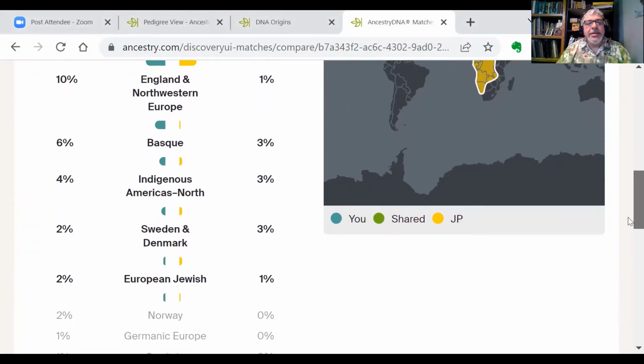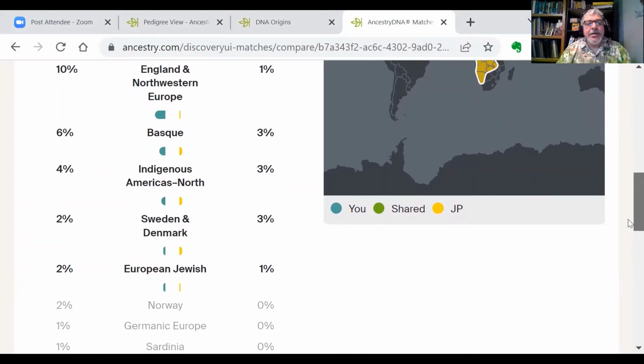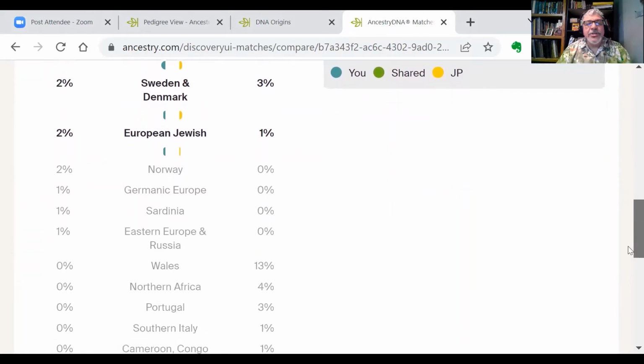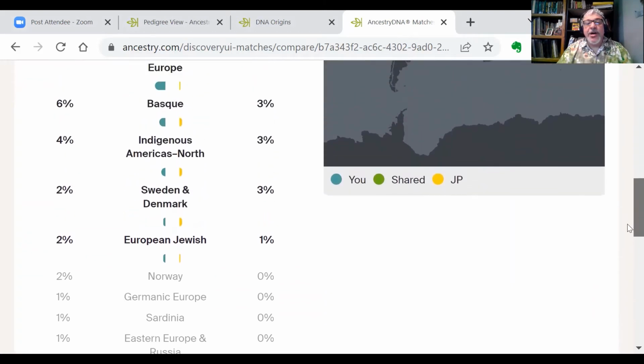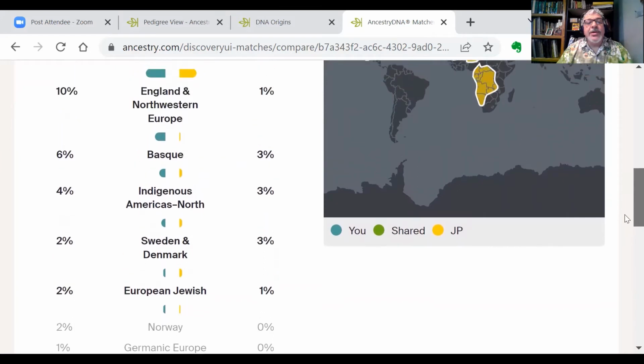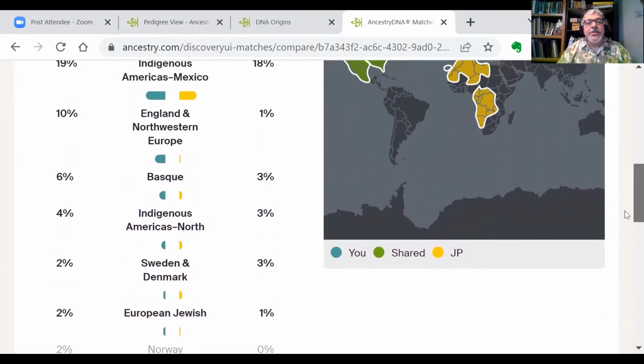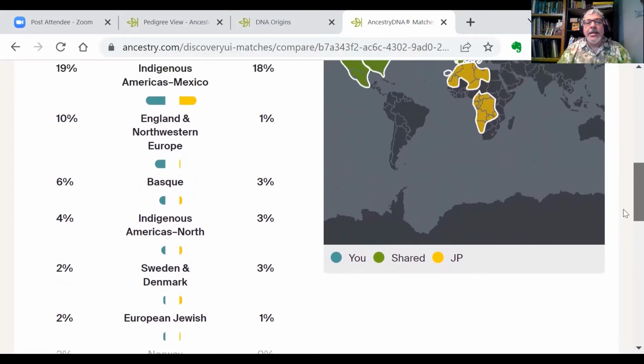You got other things. You got some Swedish and Denmark, again, European Jewish, and then some down here, Wales, North Africa, Portugal, South Italy, Cameroon, Congo, West Bantu. Some of these are not showing up on me. I don't have anything in Wales or North Africa or Portugal or Southern Italy. So this may be from his father's side, or it may be some genealogy that I'm not inheriting.